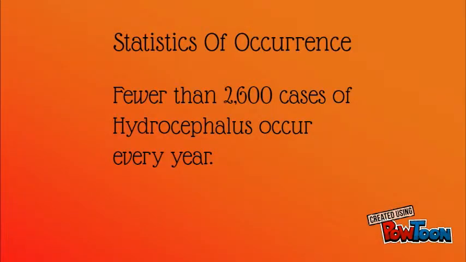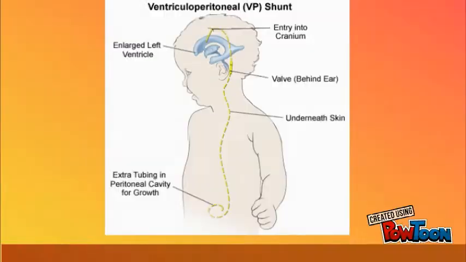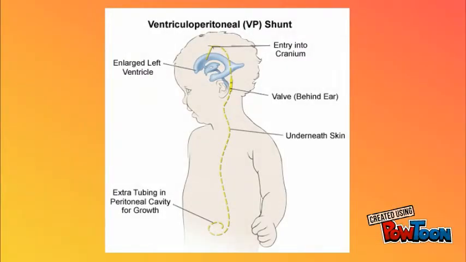Statistics of recurrence. Fewer than 2,600 cases of hydrocephalus occur every year. This is a diagram of where a brain shunt is placed in a patient with hydrocephalus.